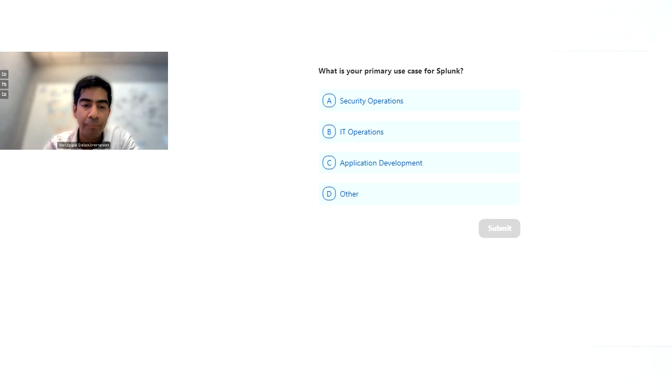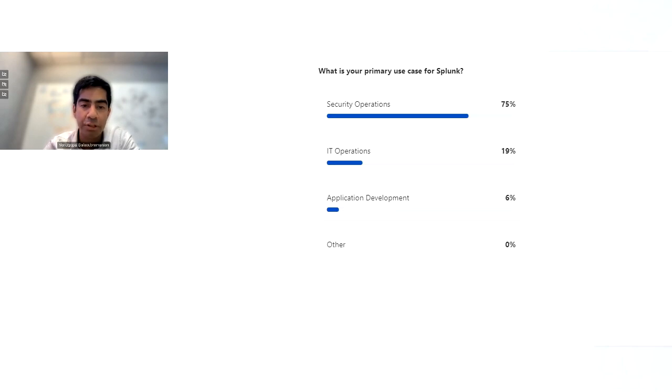Let's keep moving. Oh, looks like most of the team here is very security focused. All right, awesome. That's really helpful for me to prioritize security related things when we talk about the roadmap.